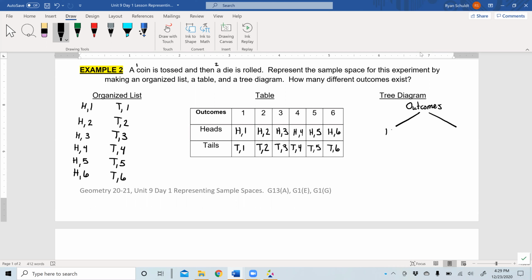I'm going to get a heads right here, tails over here. And then this is the coin. And then we're going to roll a dice, and we could have six different options. 1, 2, 3, 4, 5, 6. 1, 2, 3. See what I mean by eight? It just gets nasty quick.